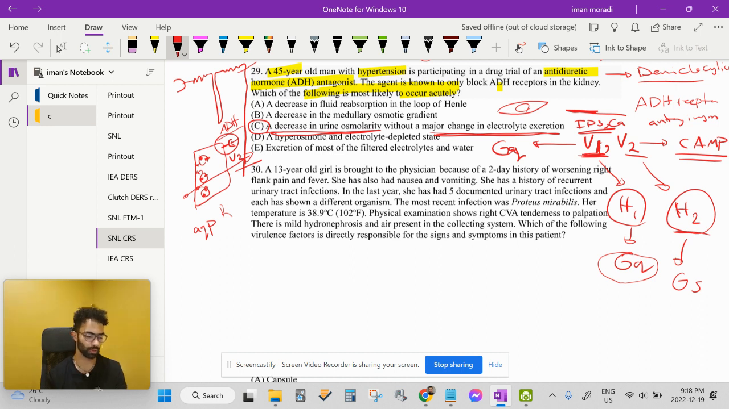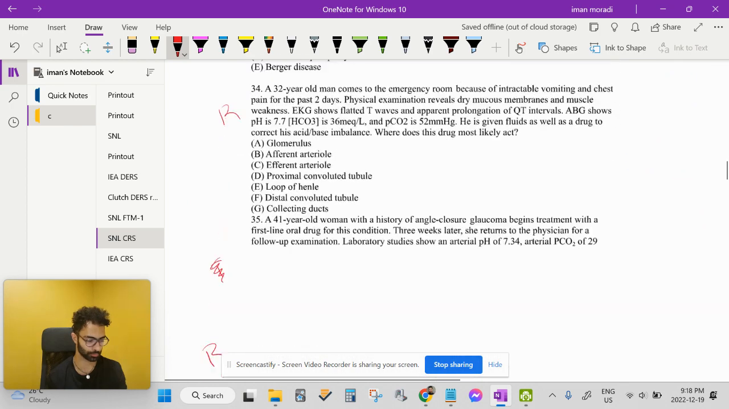So again, your goal is to memorize the least amount of things, and be able to derive a lot of things out of it when you're trying to memorize these things.